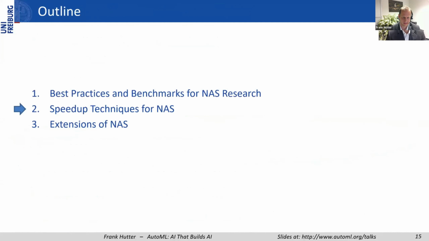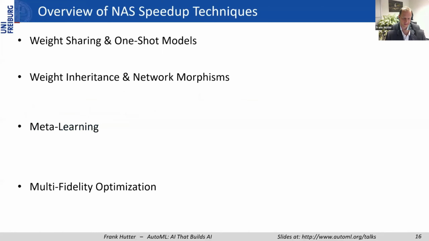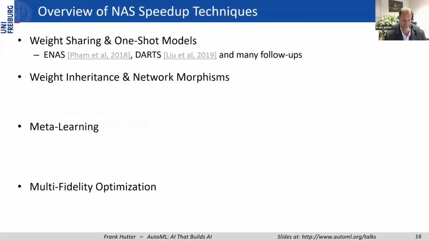Now, next, I want to talk about speedup techniques for NAS. I already alluded to this original work by Zoph and Le, taking 800 GPUs for 2 weeks, and that's, of course, not sustainable. So let's look at a few methods for getting faster. Overall, there are 4 different families of methods that I would like to mention. The first one is weight sharing. Here we have approaches such as ENAS and DARTS, and I will actually talk about DARTS quite a bit, starting with the next slides. So I'll skip to the next point.